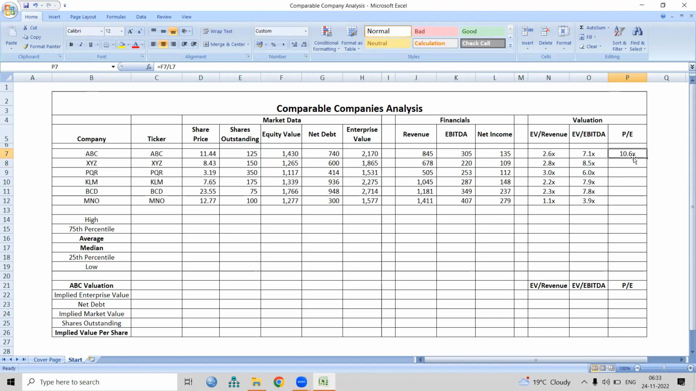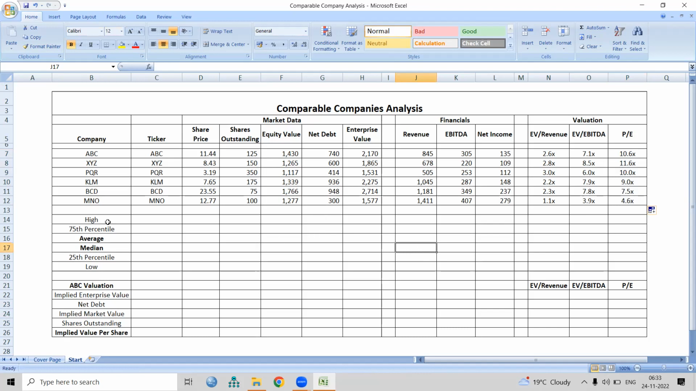So what do you mean by that? 10.6 times of earnings is the market price per share, or 10.6 times of the earnings is contributing to the value of equity. That's the meaning. So let's find out for the remaining companies. What we have done is just dragged the cells here.